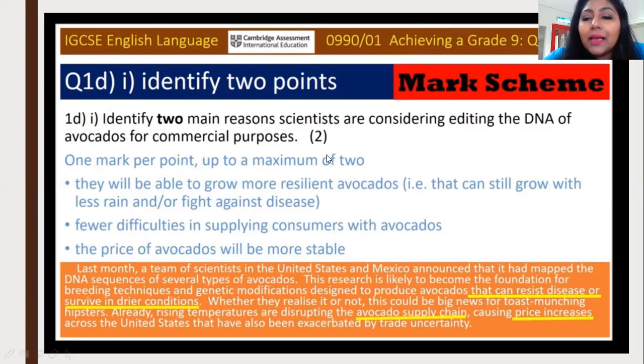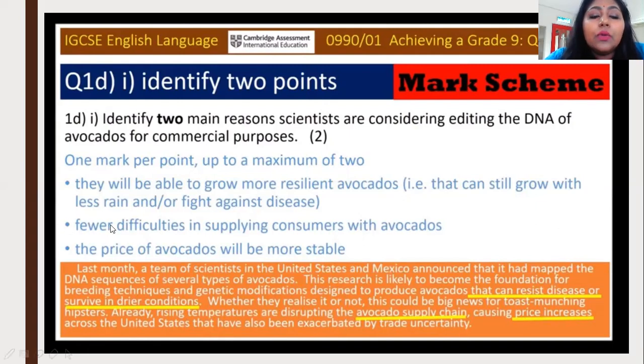So up to a maximum of 2 marks will be given for this question. Therefore, your answer could be, they will be able to grow more resilient avocados. That means they can still grow with less rain or fight against disease, as we have mentioned about disease, and we have mentioned about drier conditions.